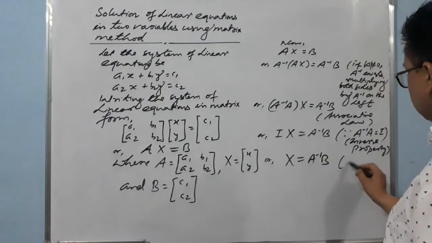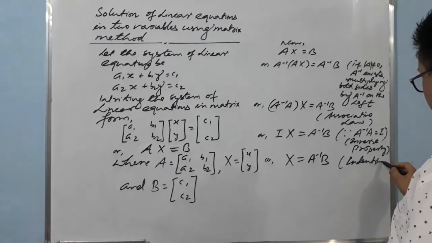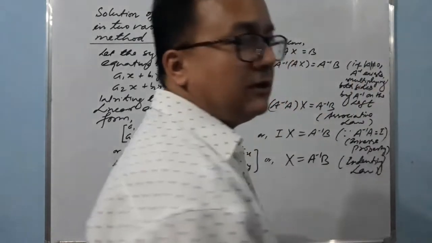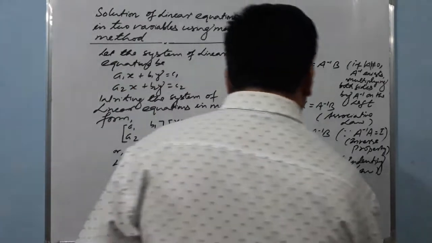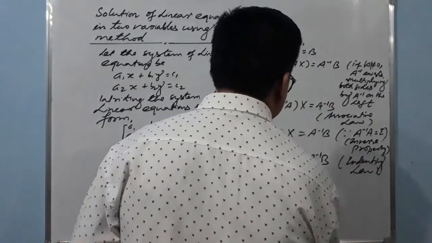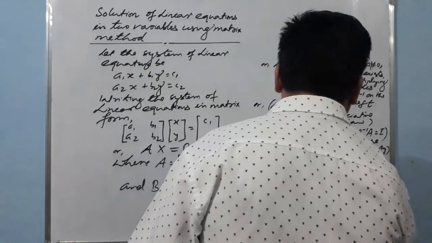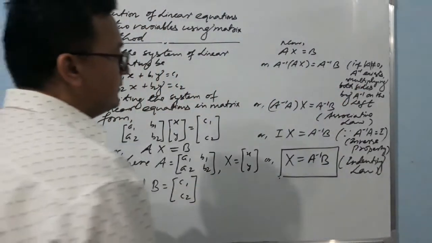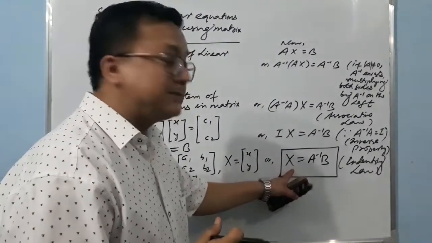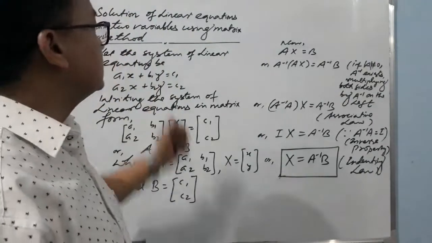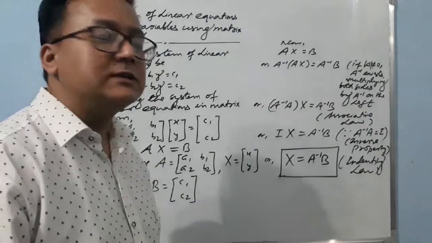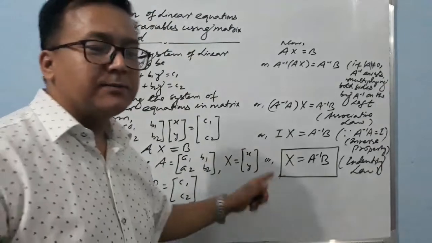This is called your identity law, or simply the identity property. Identity law or identity property. So AX is equal to B, and x is equal to A inverse B. This way we can find the value of x and y. Using this formula, or this expression, we can solve the system of linear equations by the matrix method. This is the very important expression.